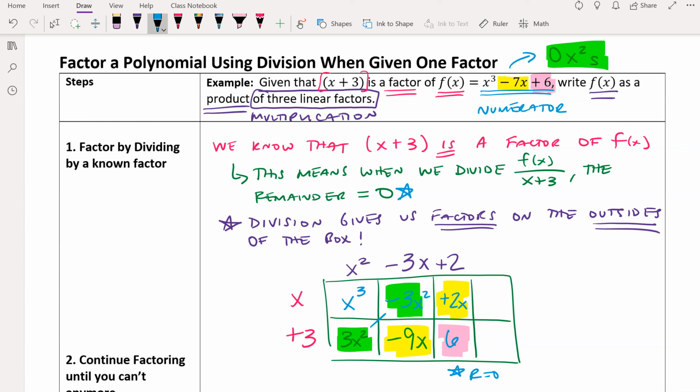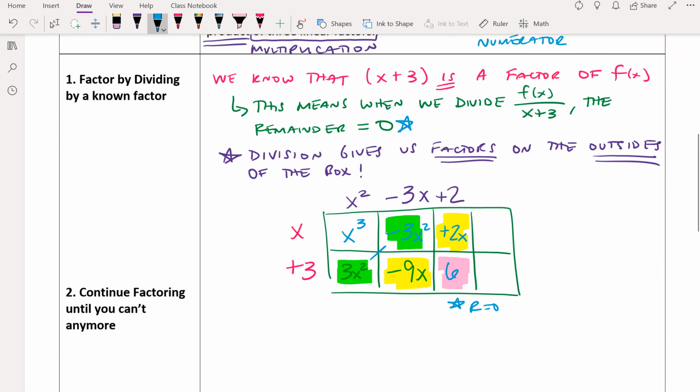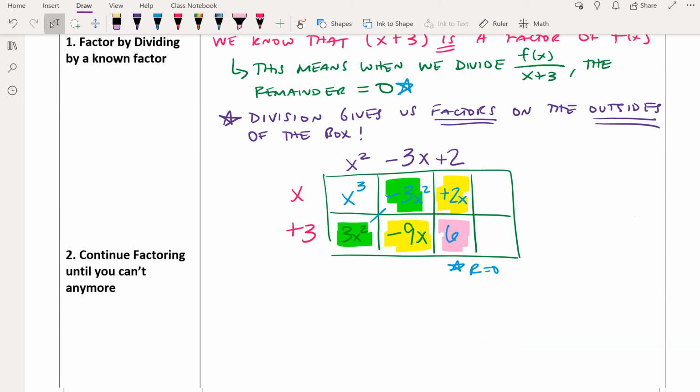Cool. All right, so here's the thing. The factors are on the outside of the box. Factors are two things that multiply together to make another thing, right? So the factors of f of x are on the outside of this box. These two things multiply together to give us f of x on the inside. Factors are on the outside.